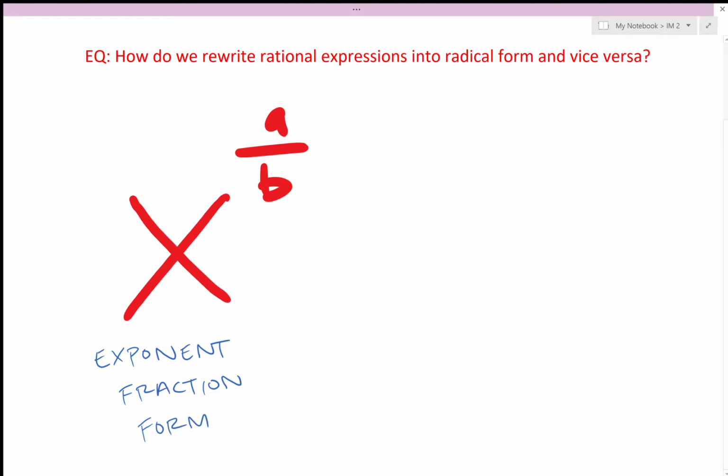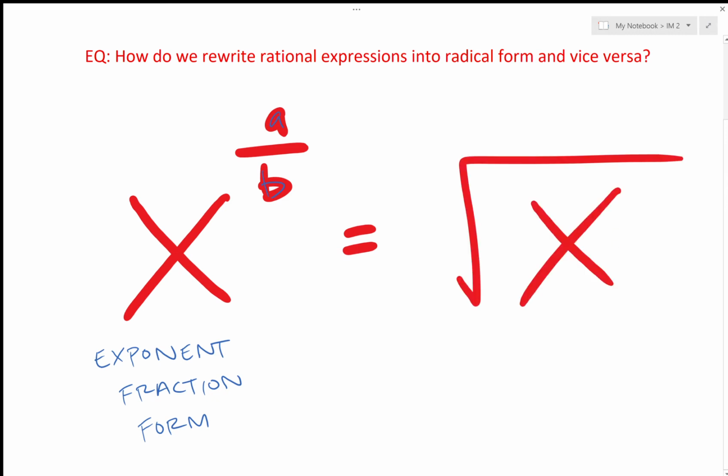We can take this where a and b are represented by numbers. A and b can be numbers. And we can rewrite this into what is called radical form, where we have this radical symbol here. The x, or the base, stays inside. The number b actually moves to the front, not as a coefficient, but as a small number right there in the space of that radical. And a is left here at the end. Okay, so a stays where it is, b moves to the front.